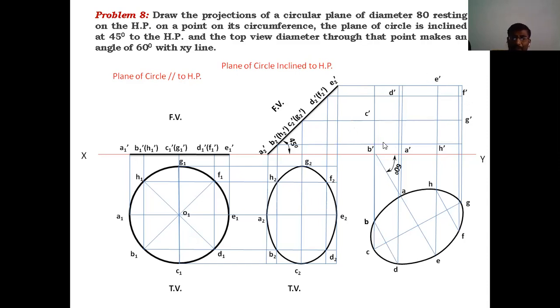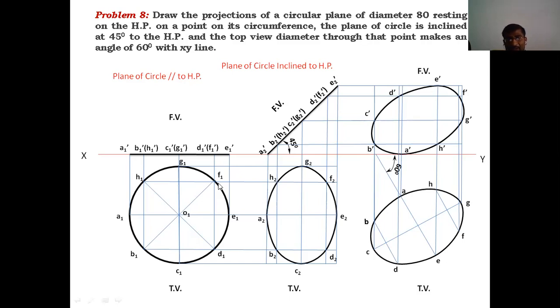After getting the front view points, join all the points with a smooth curve. Then we will get this shape. This is the front view of the circle, the final stage front view. After rotating the surface at an angle of 45 degrees and then 60 degrees, with the diagonal at 60 degrees to the XY line, we will get the final stage front view like this, and the final stage top view like this. This is the front view and this is the top view.